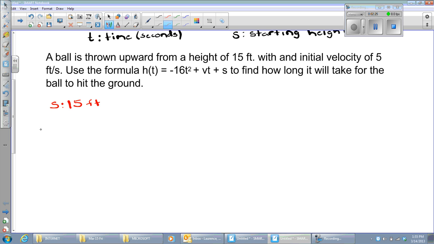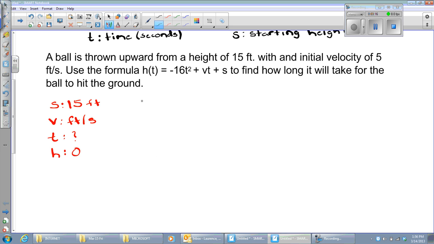And it also gives us the initial velocity of 5 feet per second. So we've got v is 5 feet per second. And we're going to use this formula to find how long it will take for the ball to hit the ground. So our t is what we're solving for. So we don't know t yet. Okay, so first thing we're going to do is plug in our numbers. And one thing I need to mention, in this problem, the final height is going to be 0. So h is going to be 0 since the ball is going to end up on the ground. So our ground is 0 and the ball is thrown 15 feet above the ground.